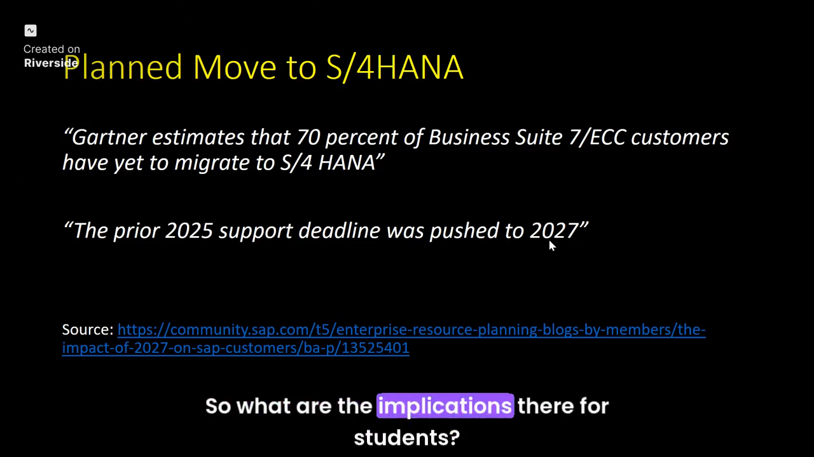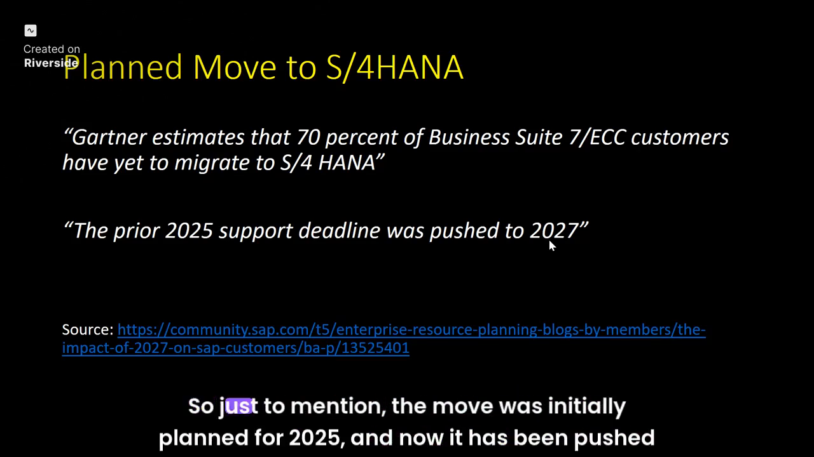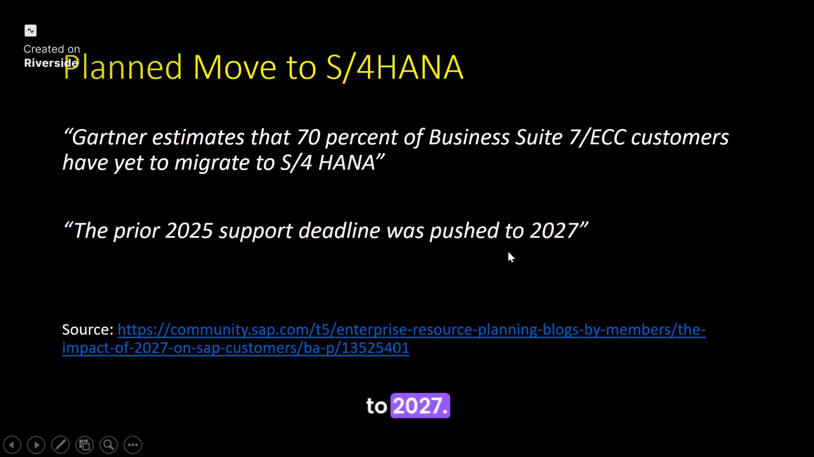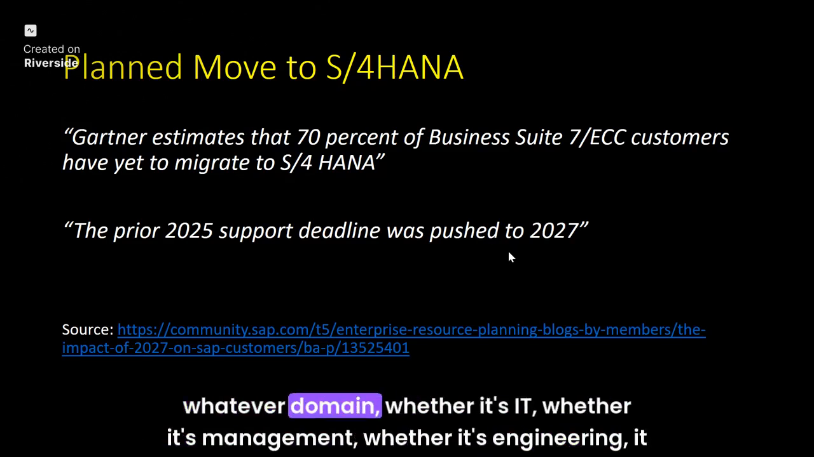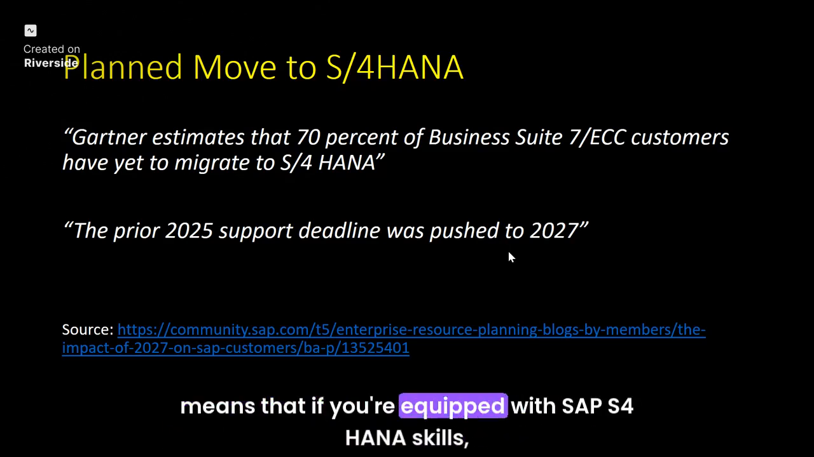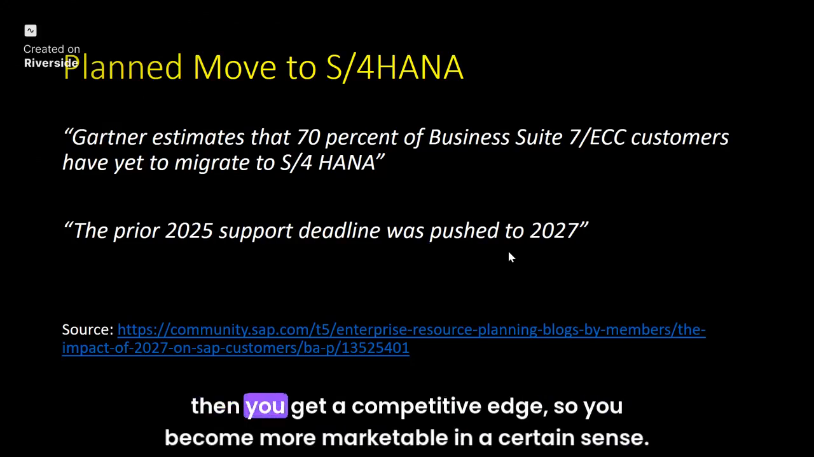So what are the implications for students? Just to mention, the move was initially planned for 2025, and now it has been pushed to 2027. The immediate implication for students graduating with a degree, whatever the domain, whether it's IT, management, or engineering, is that if you're equipped with SAP S/4HANA skills, you get a competitive edge, so you become more marketable in a certain sense.